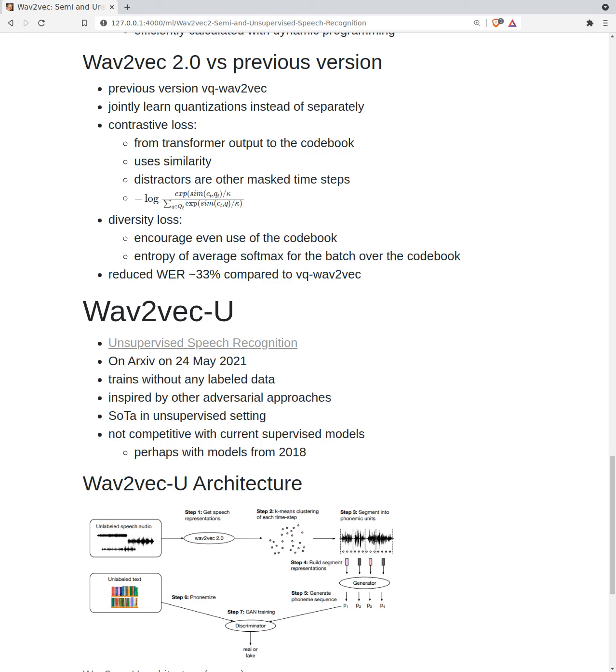What kind of losses do we use? As I mentioned, we use this contrastive loss. The transformer output tries to predict the codebook entry corresponding to the masked input. It uses similarity because we are in high dimensions. It tries to select the correct quantization from the distractors, and those are just corresponding to other masked steps in the sequence.